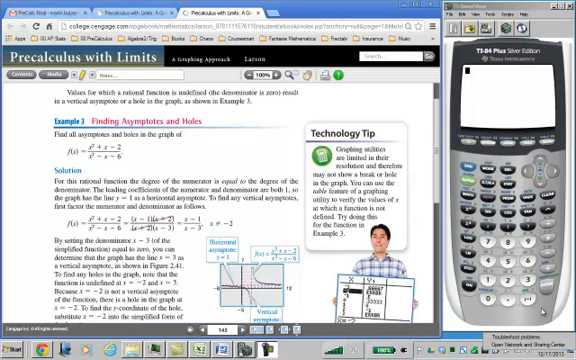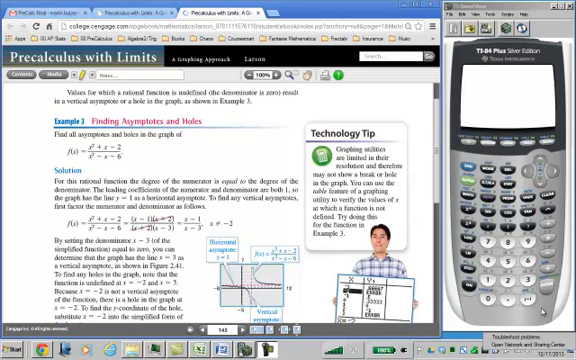So they start out with values for which a rational function is undefined. When the denominator is 0, the result is a vertical asymptote or a hole. Well, what's the difference? They show it right here. Here you've got f of x equals x squared minus x minus 2 divided by x squared minus x minus 6. Now, if you factor the denominator, you get two values of x for which the denominator would equal 0, negative 2 and positive 3.